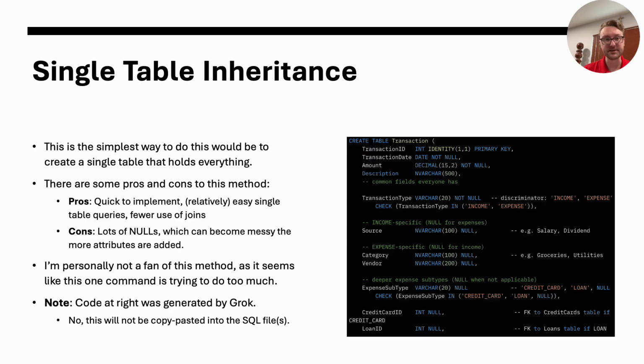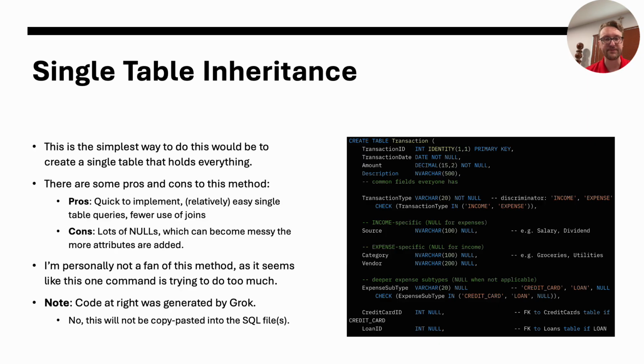I'm personally not a fan of this, even though this would be very quick to implement. And if we were making this database for very long-term storage, then when you're dealing with long-term storage, it's often best to prioritize speed as opposed to normalizing the database. So in that case, a single table might actually be the way to go if you're just focused on speed and nothing else.